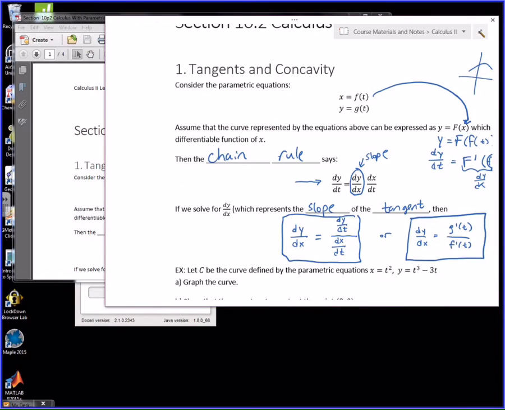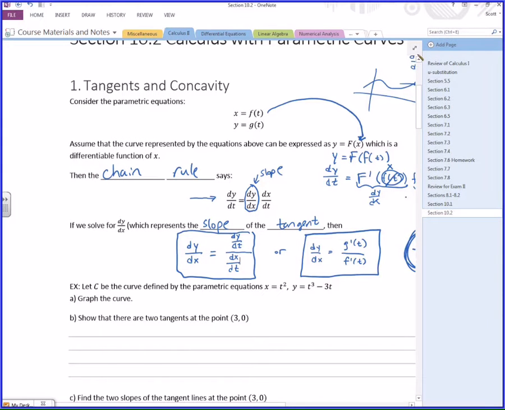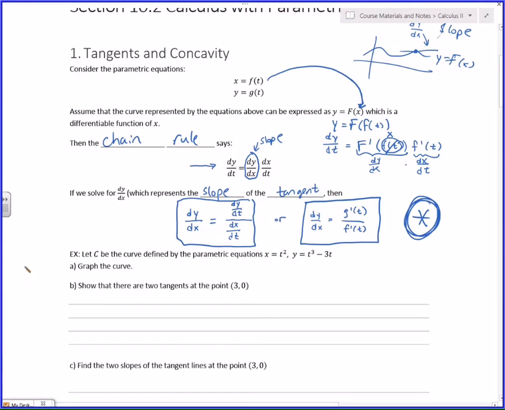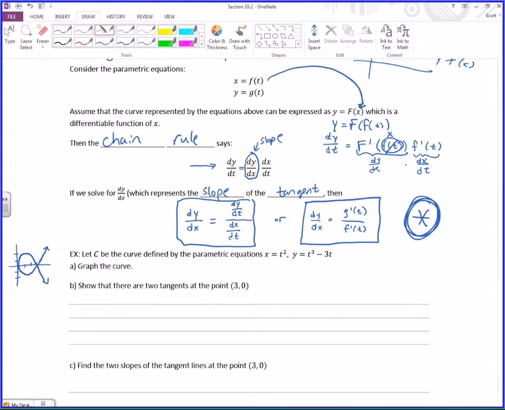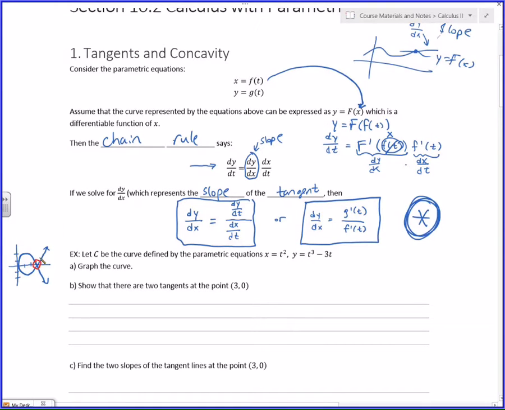Okay? Let's do that. So the graph of the curve, I'm just going to come off to the side here, go up 2, down 2, over 3. The curve does something like that. Right? It goes off this way, goes down that way. And so we want to look at this point right there. That's the point 3, 0.